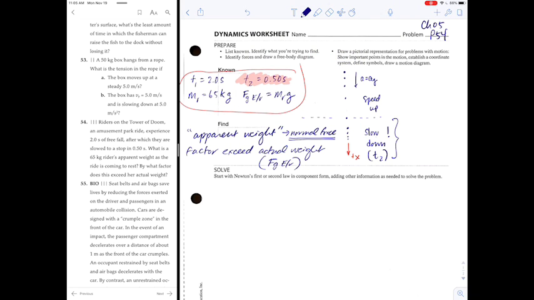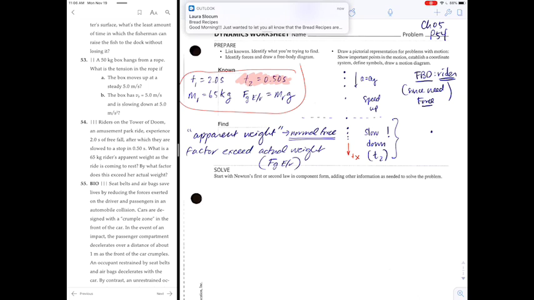Okay. Decide what variable we're solving for. We're solving for a normal force. We need to know what the normal force is. That means we need a free body diagram. Okay. So this is a free body diagram for the rider. The rider has the force of Earth acting on them, and the rider has a normal force acting up.